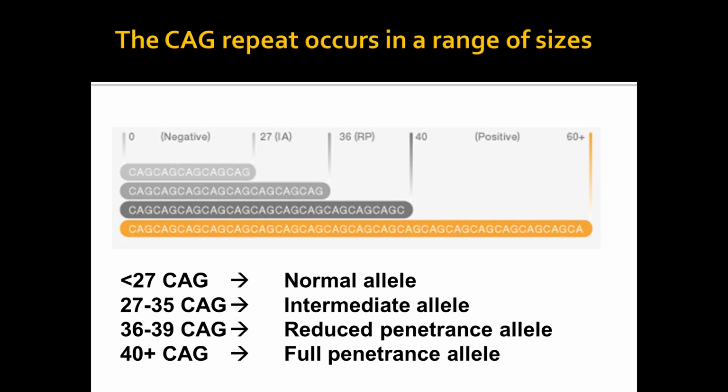As many of you know, I think, the CAG repeat occurs in a range of sizes. Most people in the population have what would be termed a normal or unaffected allele, so that's less than 27 CAG repeats. Then you have a category called the intermediate allele range, 27 to 35. And then any allele of 36 or greater has potential to cause HD. However, the range 36 to 39 is called reduced penetrance because it may or may not lead to manifestation of the disease.